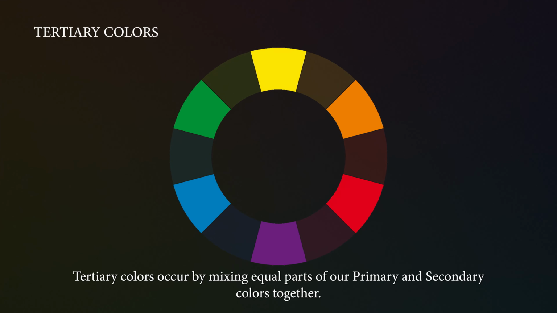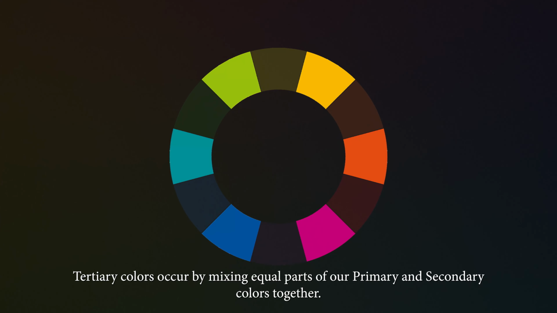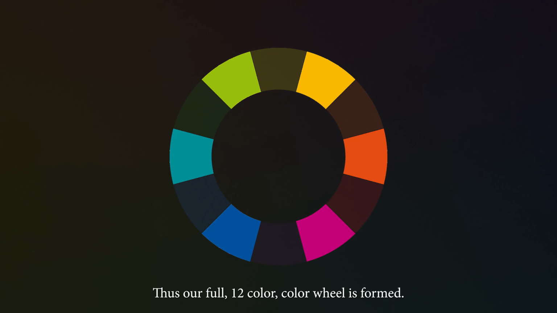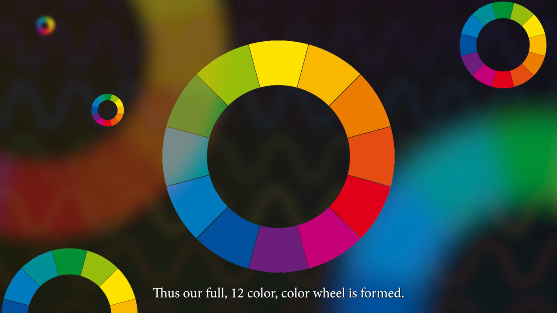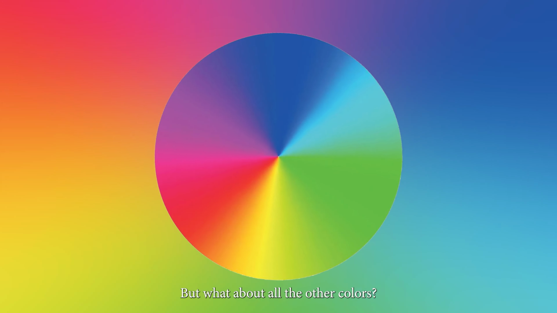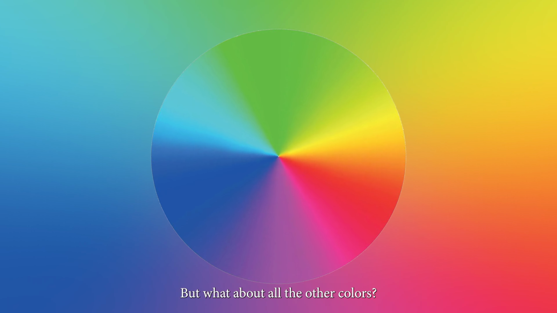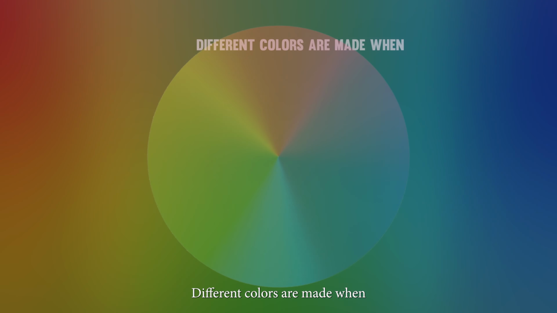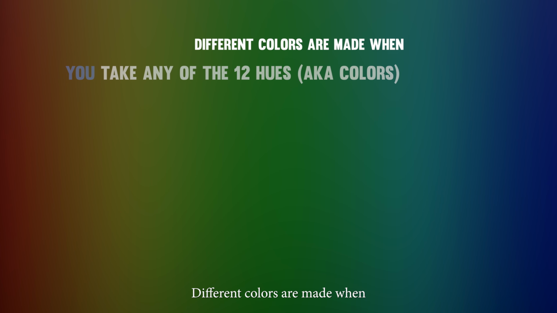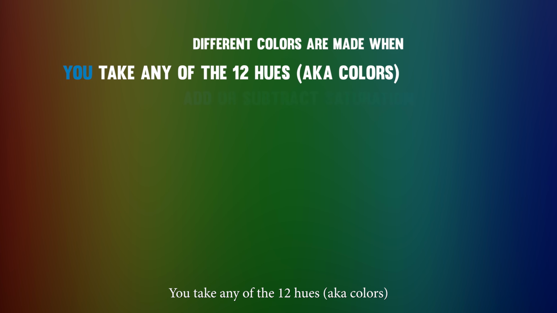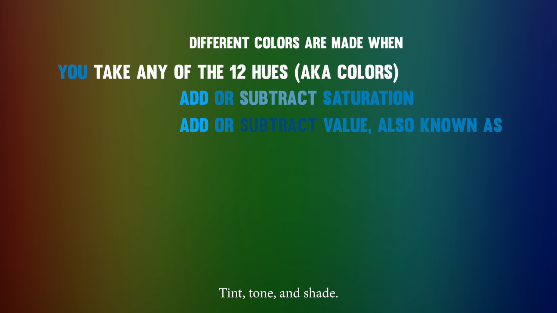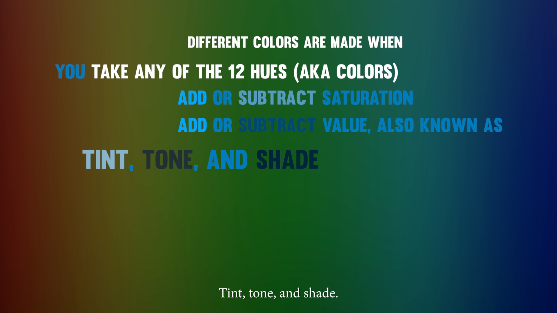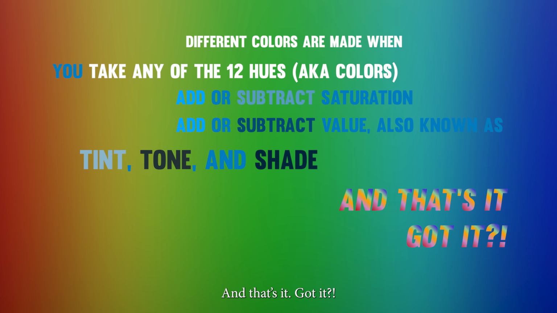Tertiary colors occur by mixing equal parts of our primary and secondary colors together. Thus, our full 12-color color wheel is formed. But what about all the other colors? Different colors are made when you take any of the 12 hues, aka colors, add or subtract saturation, add or subtract value, also known as tint, tone, and shade, and that's it. Got it?